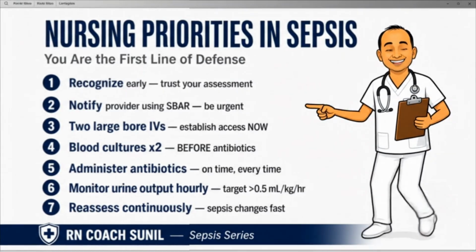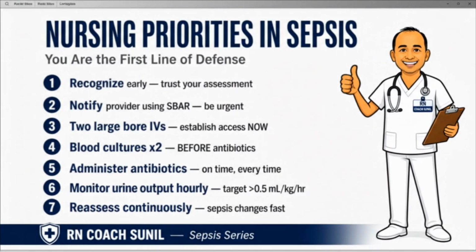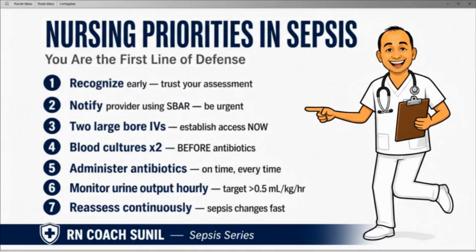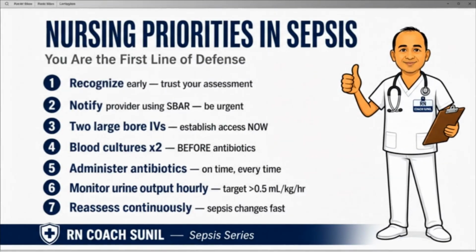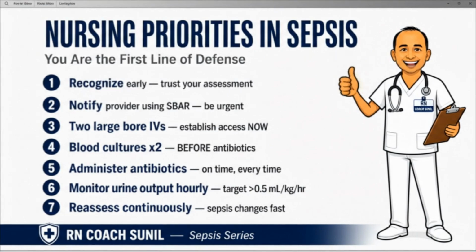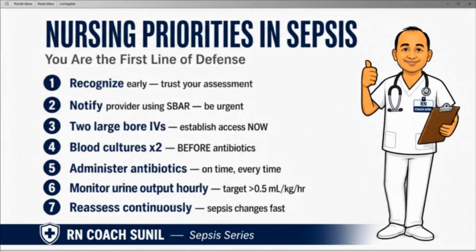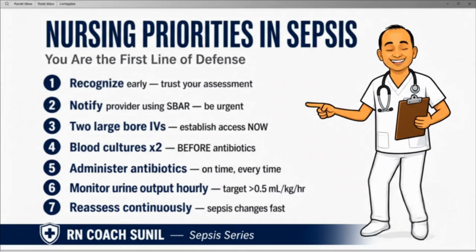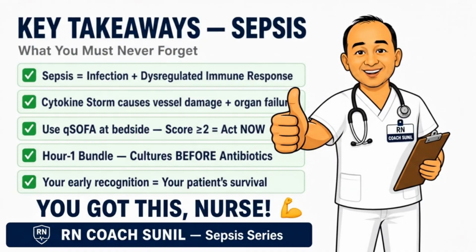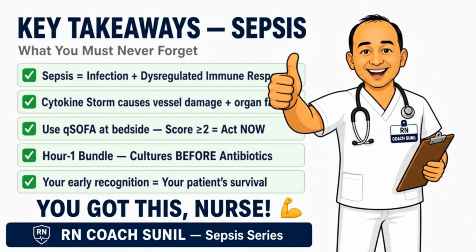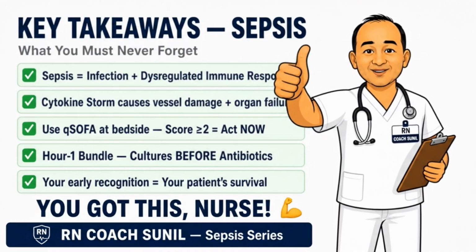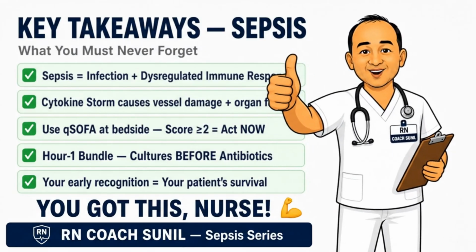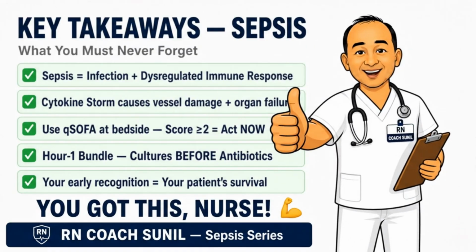As the bedside nurse, your priorities in sepsis are: 1. Recognize it early, trust your assessment. 2. Notify the provider immediately, use SBAR, be clear, be urgent. 3. Obtain IV access, two large bore IVs. 4. Draw blood cultures, two sets, before any antibiotics. 5. Administer antibiotics on time. Every hour of delay increases mortality by 7%. 6. Monitor urine output hourly. Less than 0.5 milliliters per kilogram per hour is a red flag. 7. Reassess continuously. Sepsis can deteriorate within minutes.